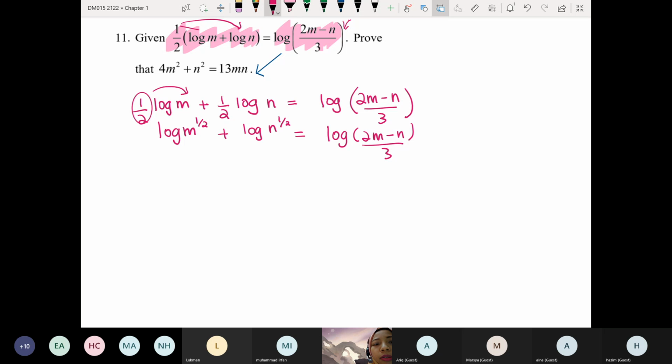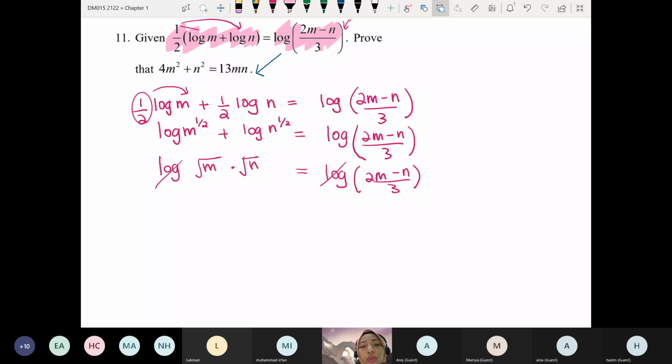Okay, so now log, since it is plus, so it is multiply together, equals to log of (2m minus n) over 3. Since we have log at both sides, so you can compare the function itself. So the function itself will be root m times root n equals to (2m minus n) over 3.